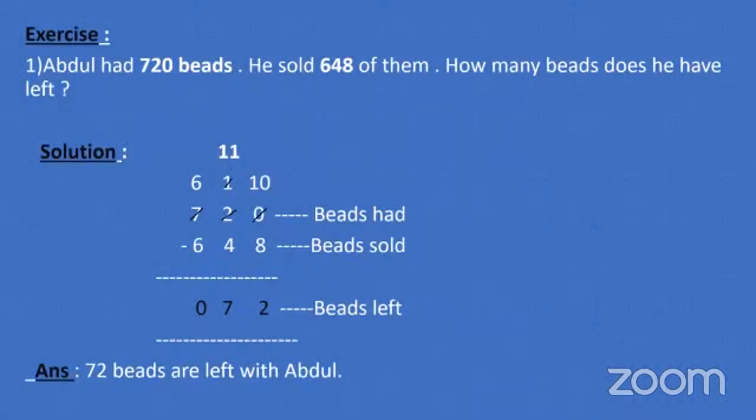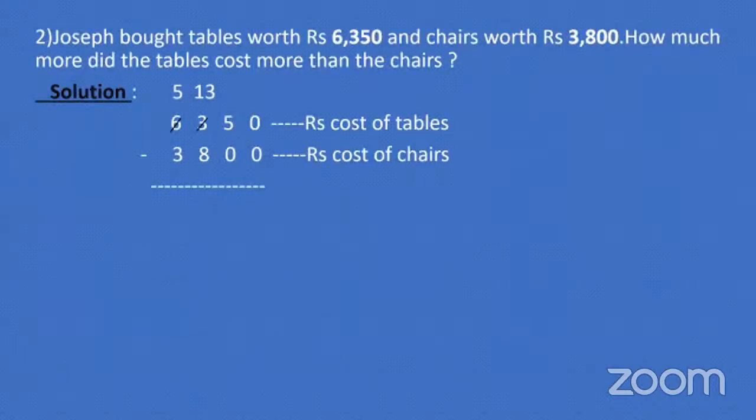See, what is the example? Joseph bought tables worth rupees 6,350 and chairs worth rupees 3,800. How much more did the table cost than the chair? See here, Joseph has bought the table of cost 6,350 rupees and chairs worth rupees 3,800. So how much more did the table cost than the chair?